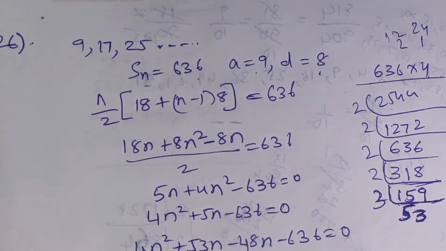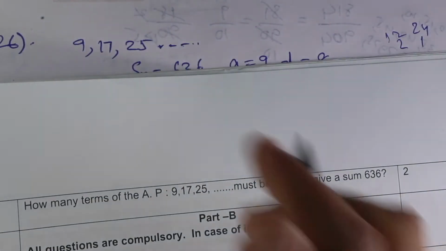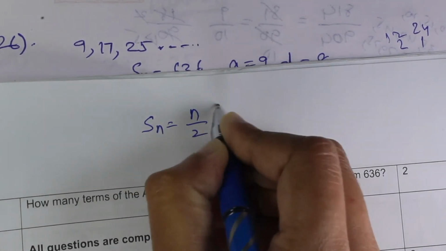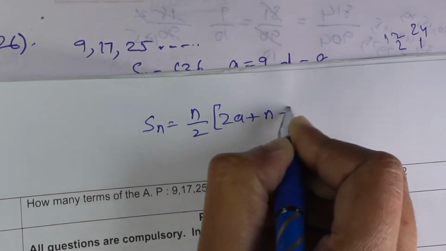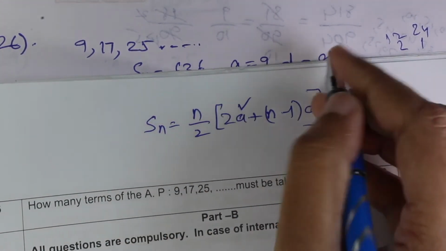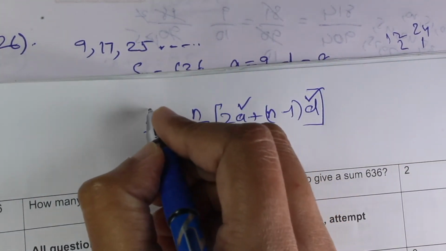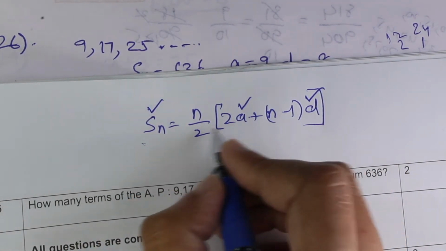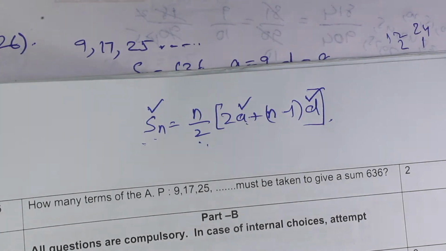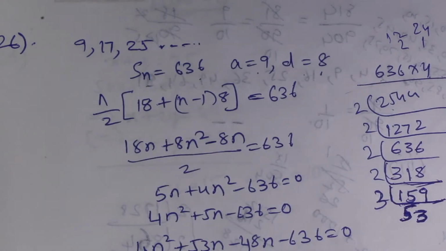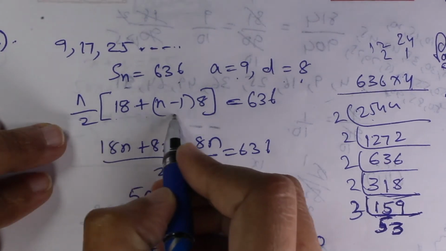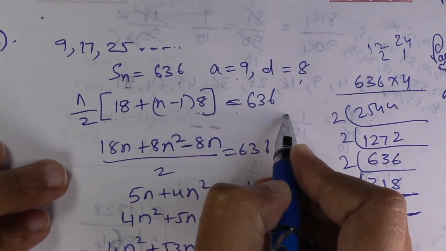Now we know the formula for the sum of the first n terms of an arithmetic progression, right? Sn is equal to n by 2 into 2a plus n minus 1 into d. We know the value of a, we know the value of d, and we have the value of Sn. By substituting the values of Sn, a and d, we can find the value of n. So you can see here I have substituted the values: n by 2 into 18 plus n minus 1 into 8 is equal to 636.